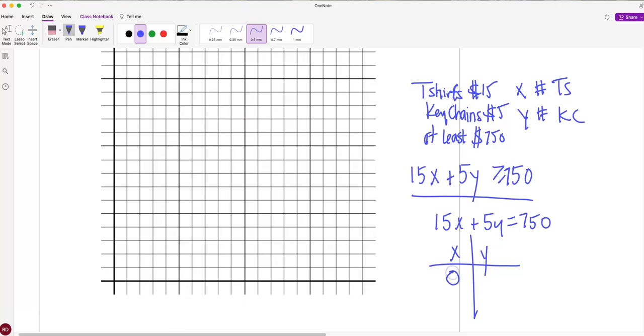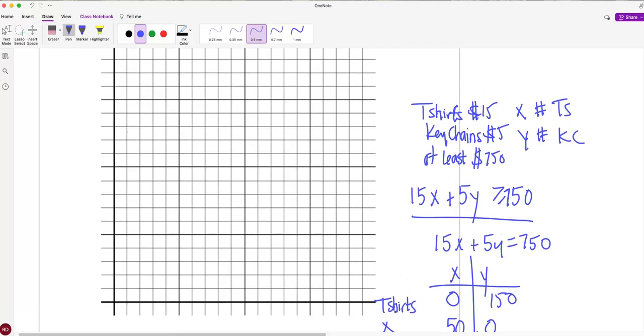So if x is 0, then 5y equals 750. So that's going to be 150. If y is 0, 15 goes into 750. That's going to be 50 times. So these are my intercepts. So your x represents t-shirts on your x-axis, and then your y value is what? Keychains.